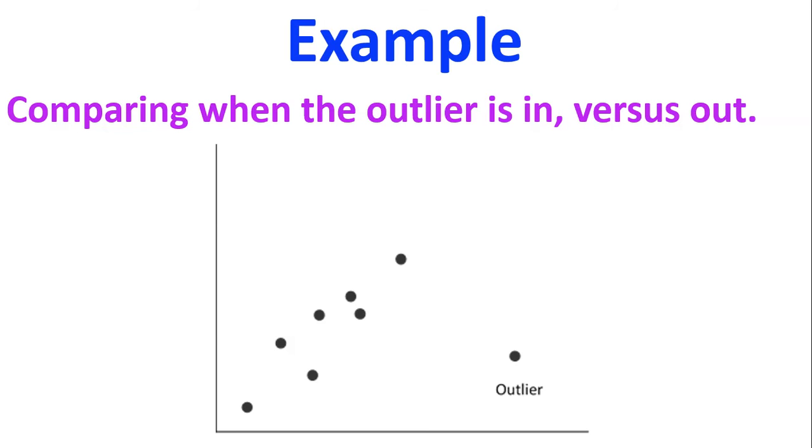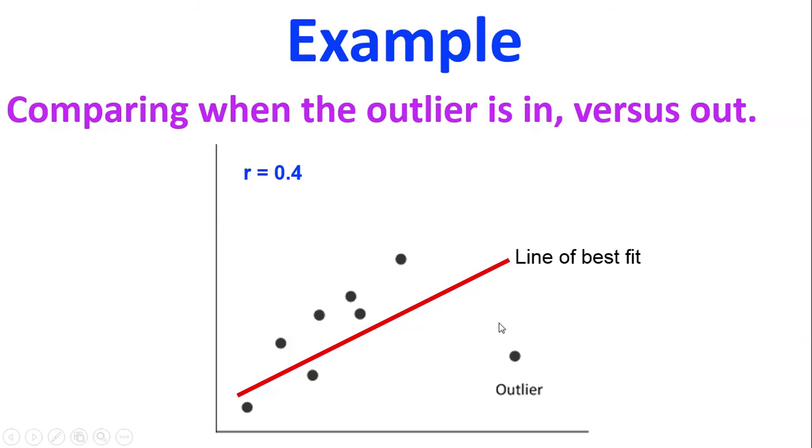So here I'm going to talk about when the outlier is included. And we're going to look at the line of best fit, and you can see that that line of best fit is being pulled down at the top end towards that outlier. Okay, so the gradient of that line is being pulled down towards the outlier. The correlation coefficient for this is about 0.4, and the equation is around y equals 2x plus 3. So that's when we have the outlier included.